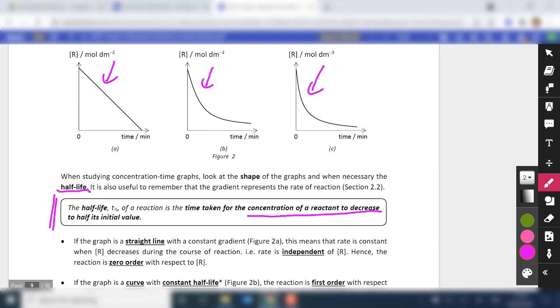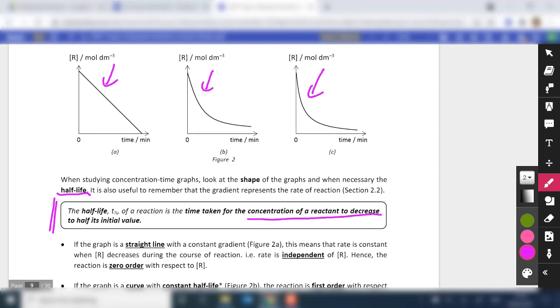Ensure that you understand the term half-life, because we're going to use it quite often. Remember what we said earlier about the understanding of what exactly is zero order, first order, second order. Zero order means the rate of reaction is independent of the concentration of the particular reactant. And if it's a first order reaction, the rate of reaction is directly proportional to the concentration of the reactant, etc.